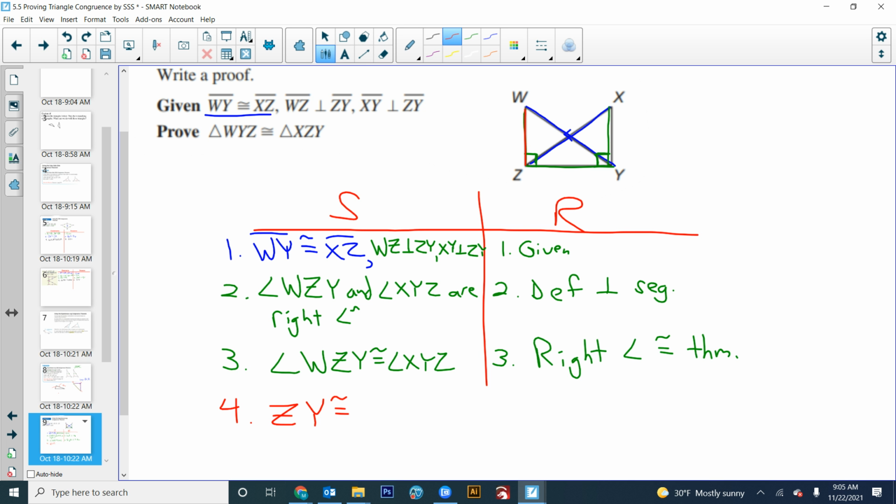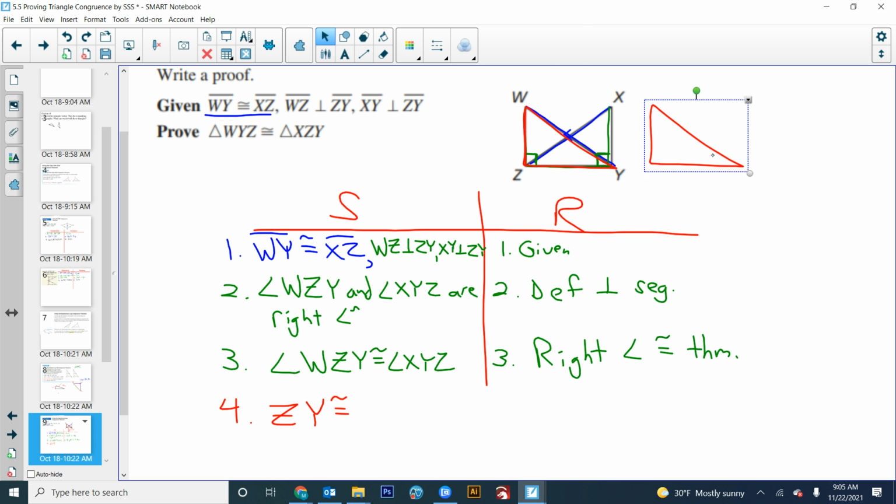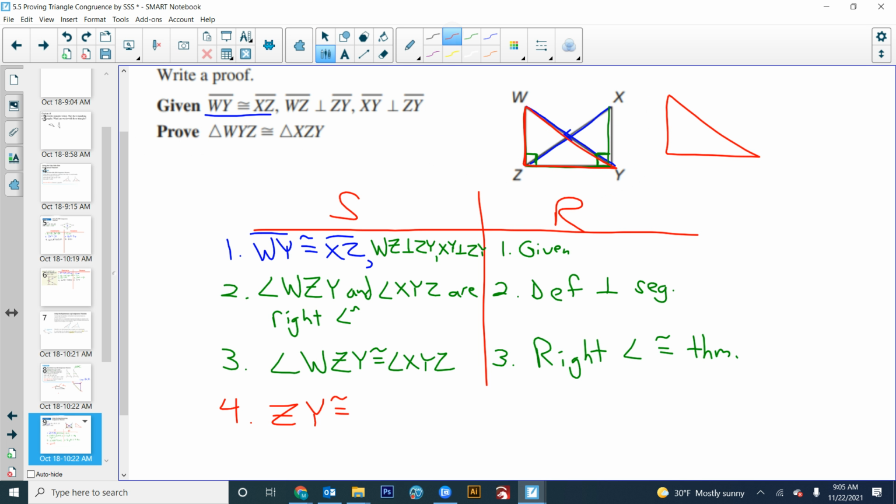But let's check the order, guys. Stop talking. Let's check the order. Ready? Let's call this red triangle, triangle 1. It has vertices of W, Z, and Y. Let's call this purple triangle, triangle 2. It has vertices of X, Y, and Z.